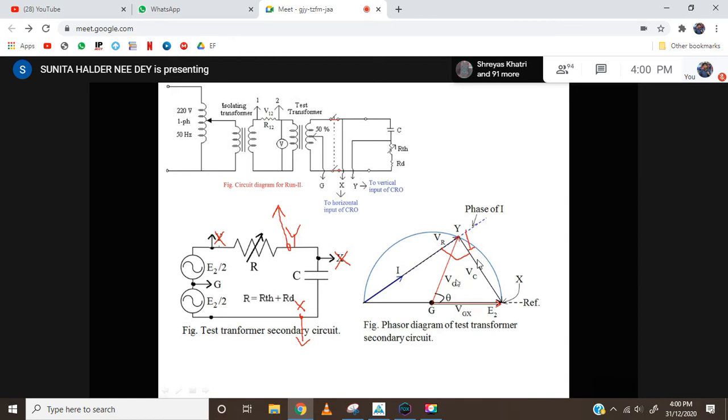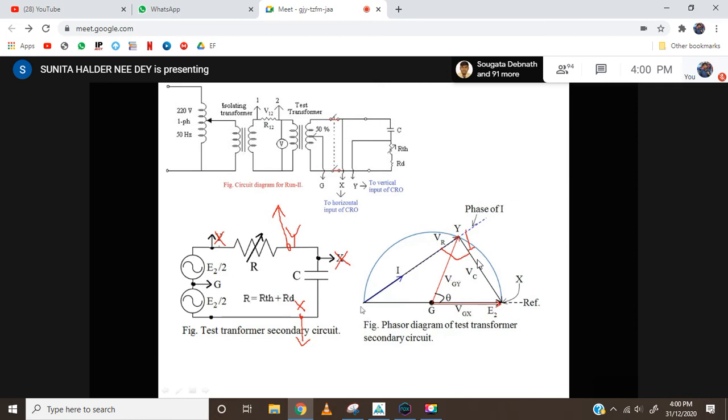Yes, ma'am. So actually here, the aim is not to find out the theta for different voltages. Actually, the aim is to find out the value of R for which theta will be 90 degrees, because that will be required for our next run. So that's why this run is required. We need a voltage VGY which will lead VGX by 90 degrees for the next run.